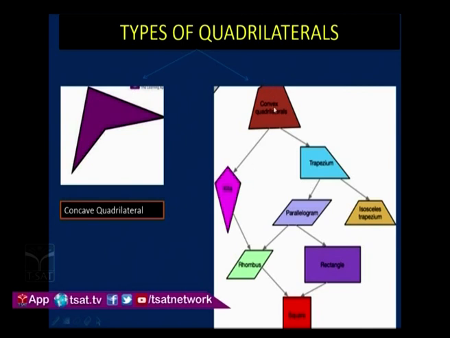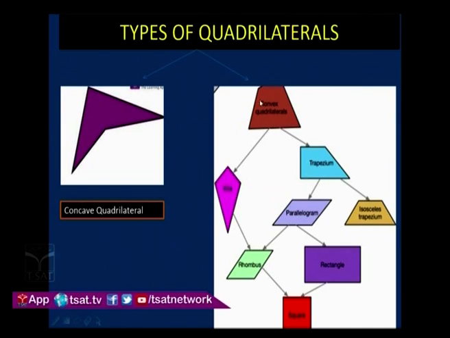Also, a kite has two pairs of adjacent sides equal. In a convex quadrilateral, this will become a kite. In a kite, if all four pairs of adjacent sides are equal, then it will become a rhombus. So using this flow chart, you can remember all the properties of quadrilaterals very well.